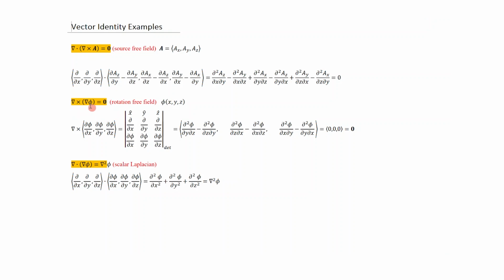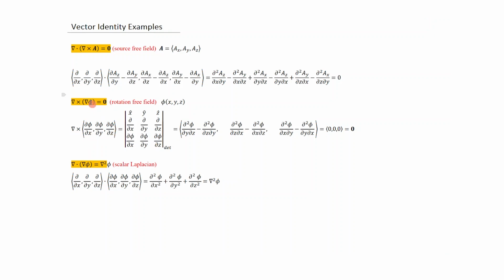Let's take another example. Take the gradient of a scalar field, and then we take the curl of this. We're going to say that this is a rotation-free field. If there's no curl, if you end up with 0, that means there's no rotation. All right, so we're going to basically just apply the determinant formulation for taking a curl of a vector field.